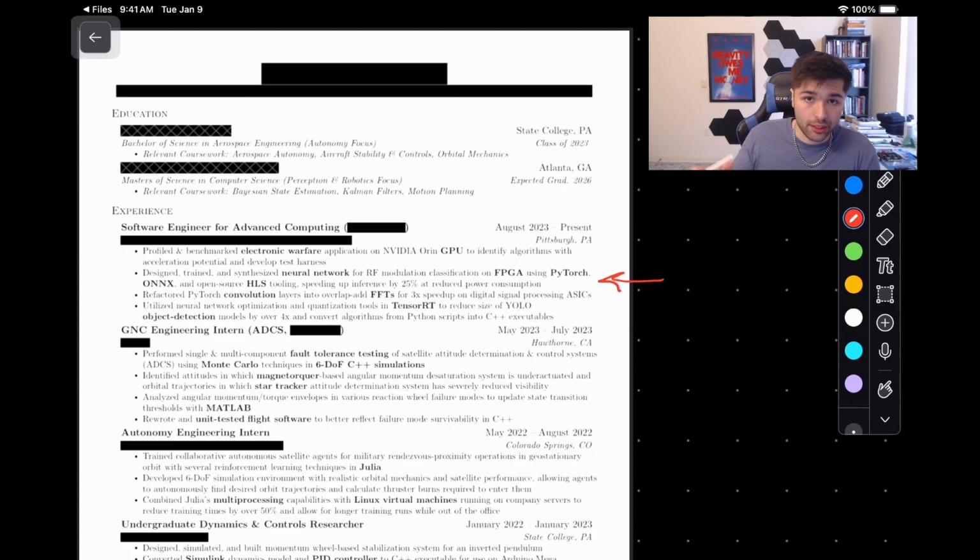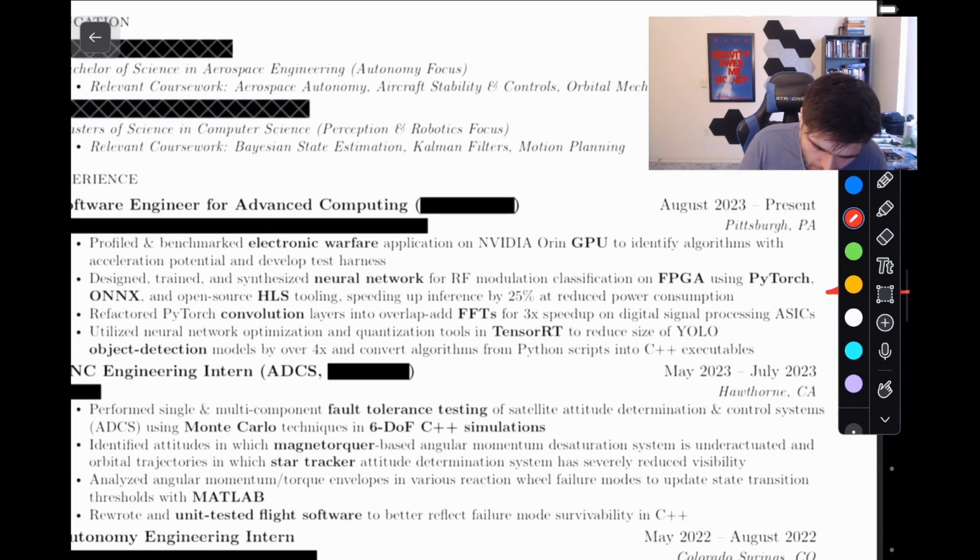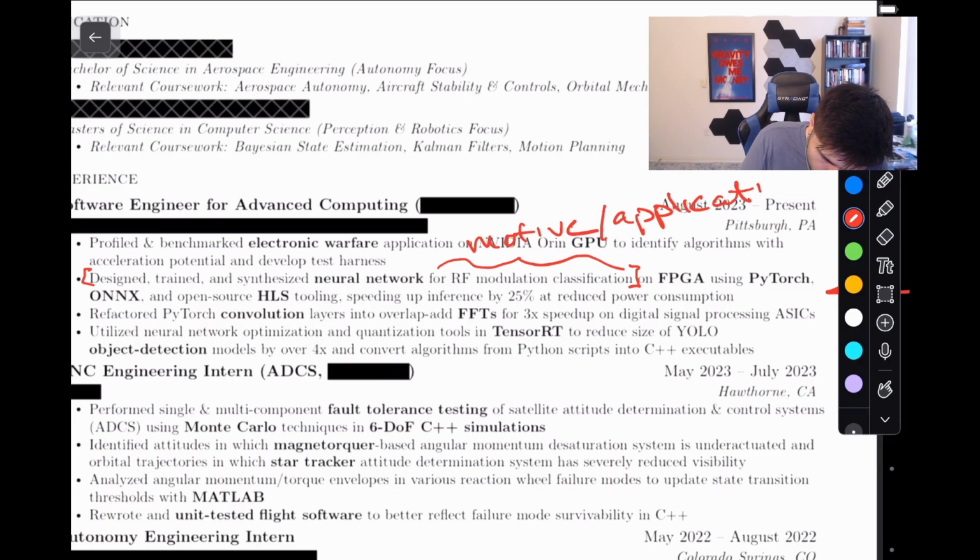So let's break this down. "Designed, trained, and synthesized neural network." This is definitely the X component. You can also see I included the motive, the application, in here. What are we actually doing this for? That's really this beginning piece. "On FPGA, using PyTorch, ONNX, open source HLS tooling," that's definitely the Z. This is where I'm getting all my keywords out, like I said earlier. And then "speeding up inference by 25% at reduced power consumption," that's definitely Y.